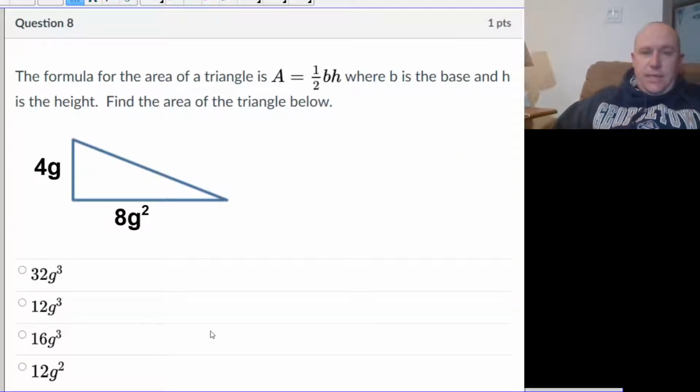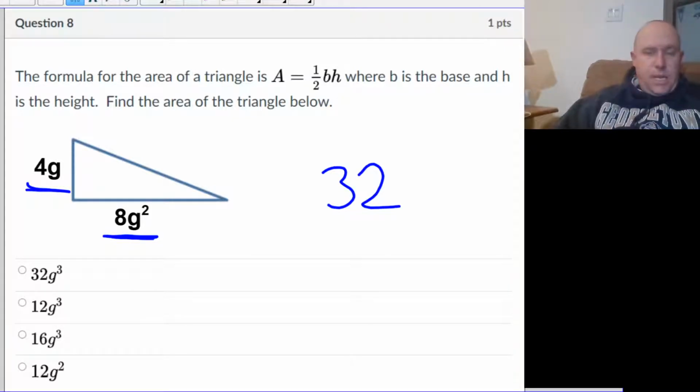Question 8. This time we're onto a triangle. Slightly different formula this time. Base times height, and then we're going to do a half of that. So the base would be this, and the height would be this. So we're multiplying those together first, and then doing a half of that. So 4 times 8 is 32. g times g squared, as I'm multiplying, I add the exponents. So 1 add 2 is 3.